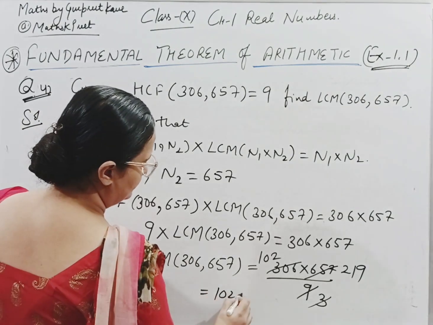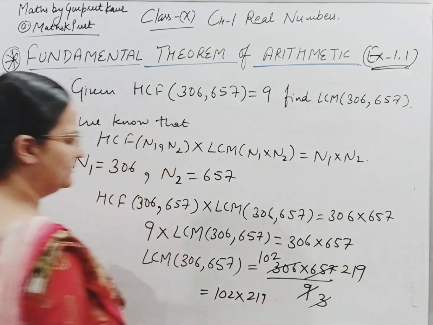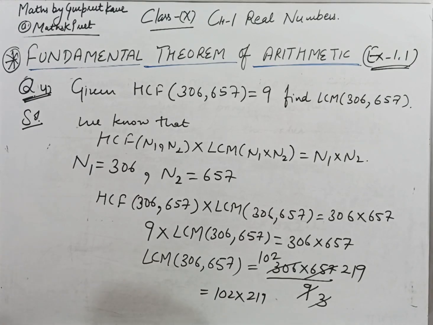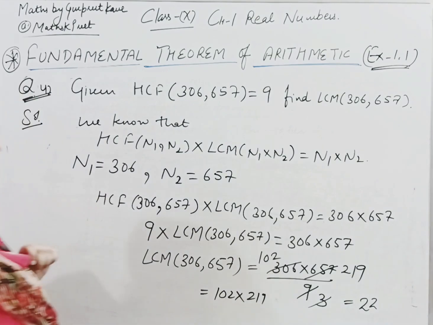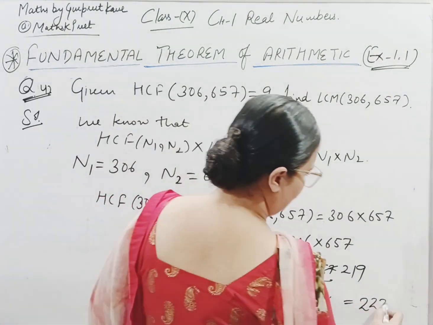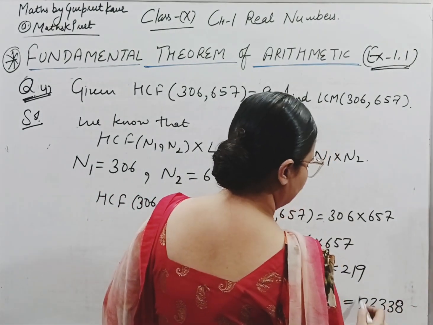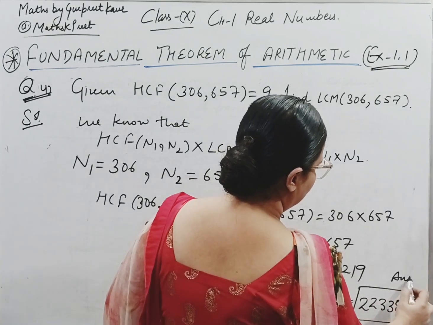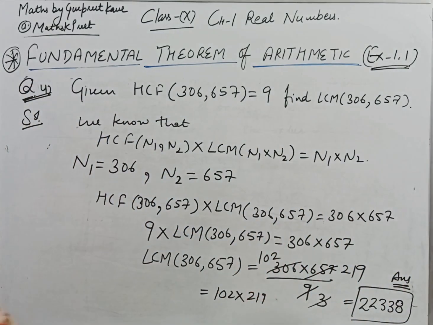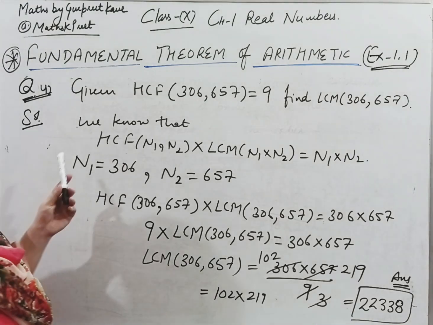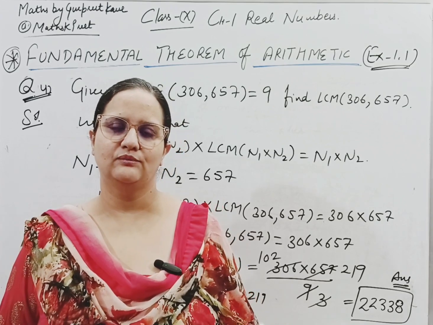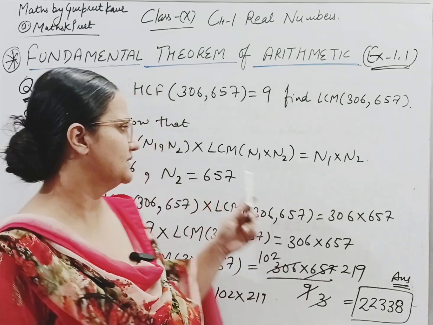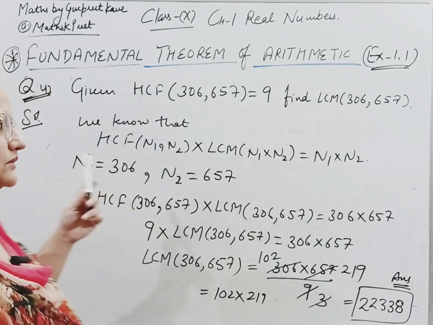So it's 102 multiplying with 219. After multiplication you will get your answer, that will be equal to 22338. So this is my answer for what? For the LCM of the same numbers. This is how we have to perform this question through the result. This result basically holds for two numbers only. Where we have to calculate the LCM or HCF for three numbers, this result will not hold or may not hold.